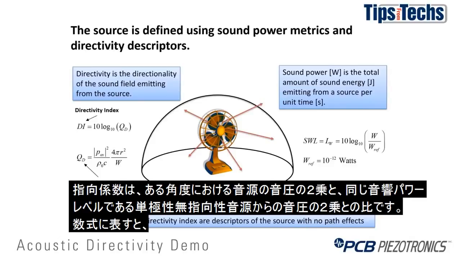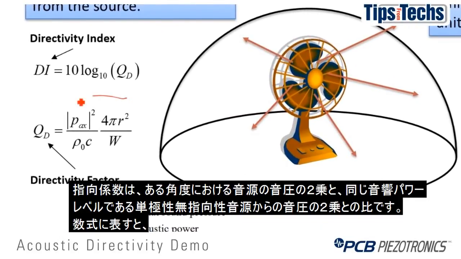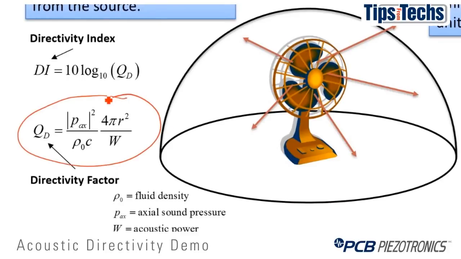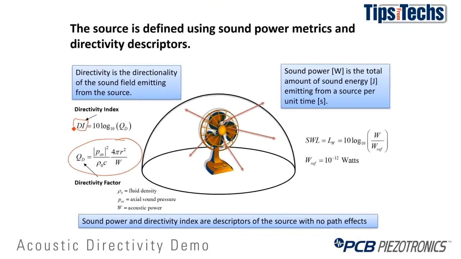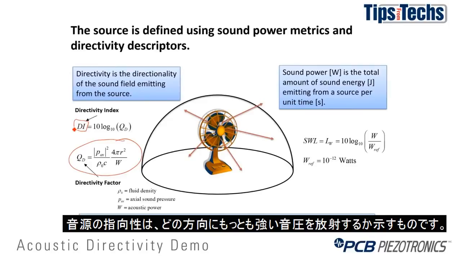The directivity factor is the ratio of the squared pressure of the source at some angle to the squared sound pressure generated from a monopole or omnidirectional source with the same sound power level as the given source. And that's the equation you see right here. The directivity index, noted DI on the slide, is simply 10 times the base 10 logarithm of the directivity factor, Q sub D.